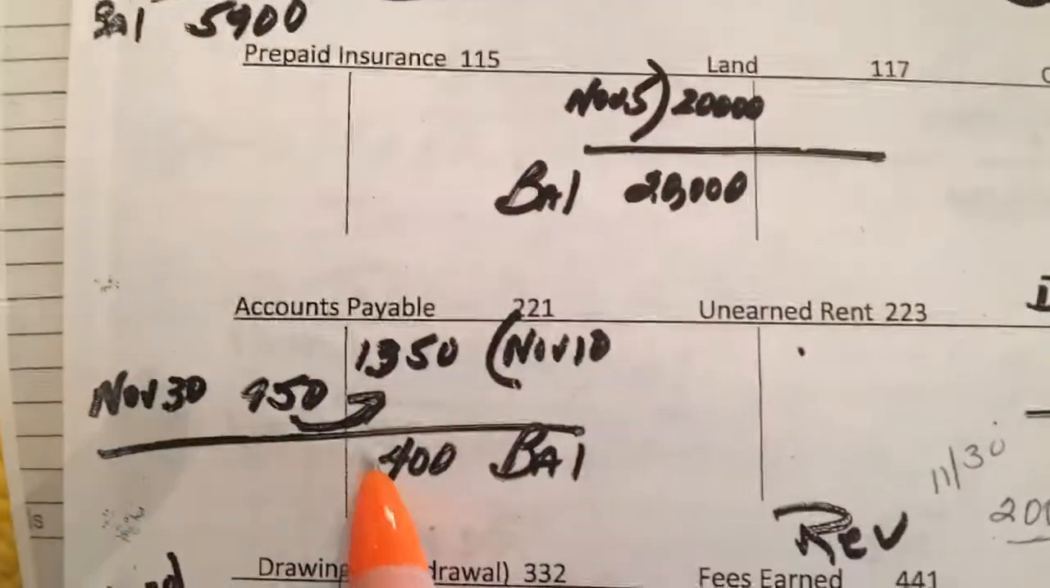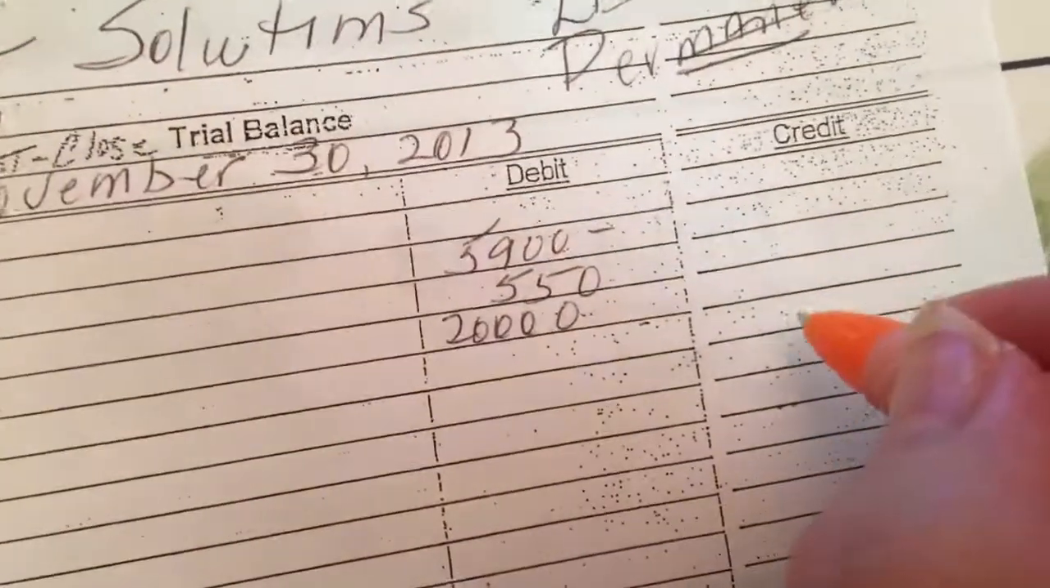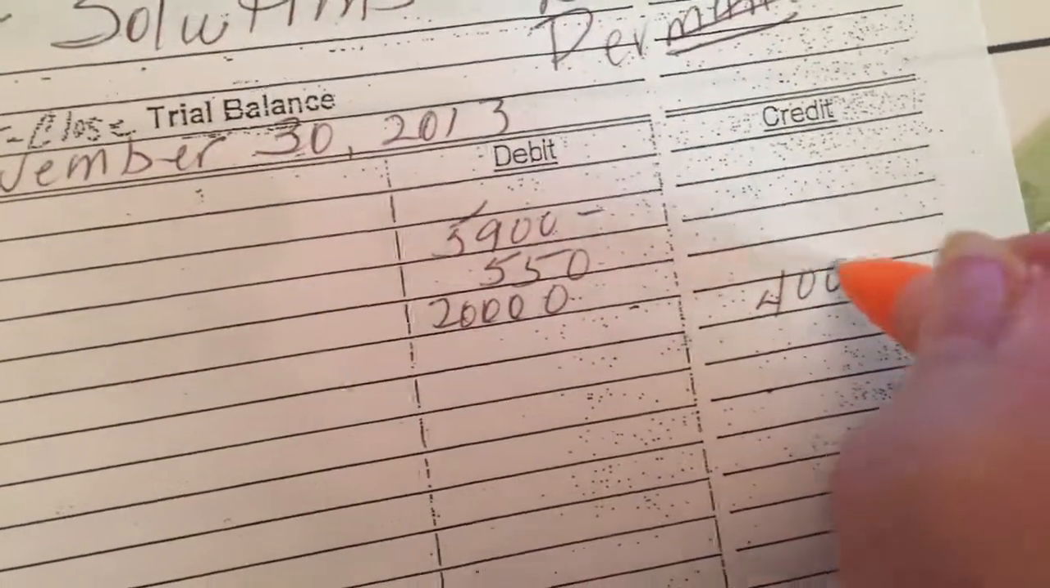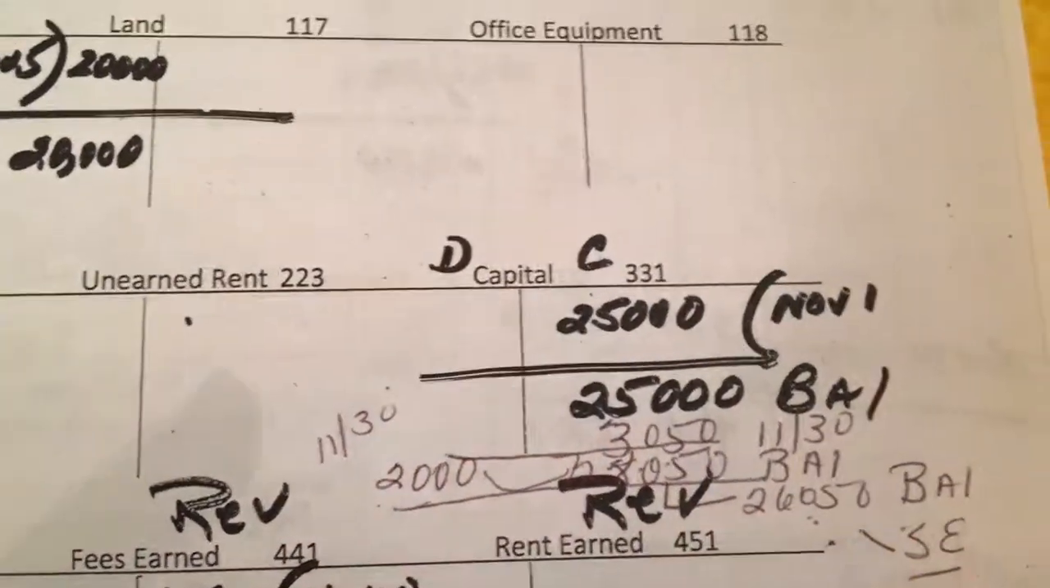Okay. Coming on through, the next account you have is accounts payable with a credit balance. That's your liability, A/P. Okay. And then the final account you'll put there will be your capital account, which is $26,050.